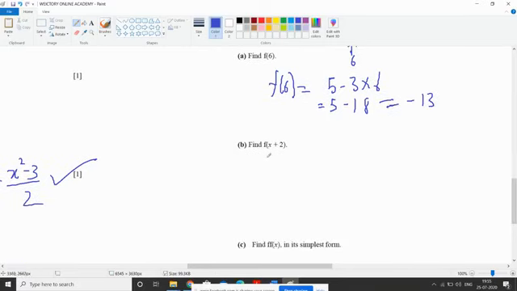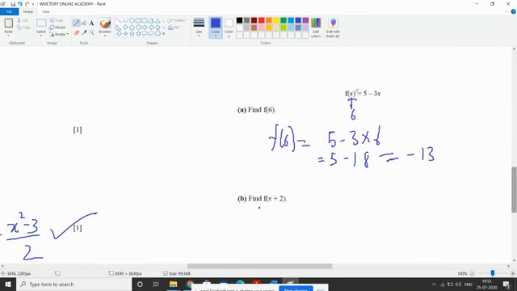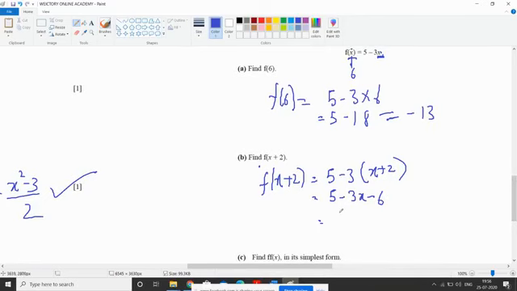Okay, now it says f(x plus 2). So f(x) is given to you. In place of x we are putting x plus 2. So wherever there is an x, like here is x, here is x, if we are putting x plus 2, we need to replace x with x plus 2. So f(x plus 2) will be equal to 5 minus 3(x plus 2). Just simplify it. It's very simple. 5 minus 3x minus 6. So this will give you minus 3x.